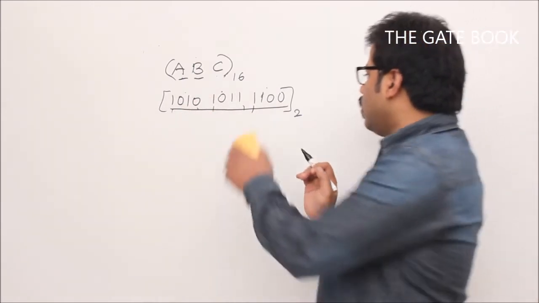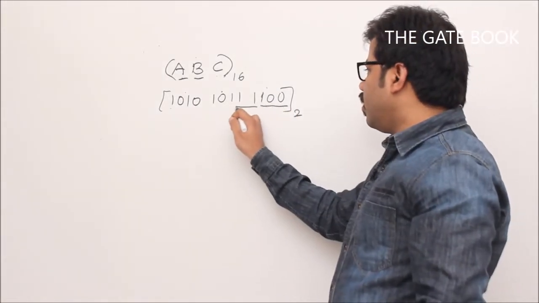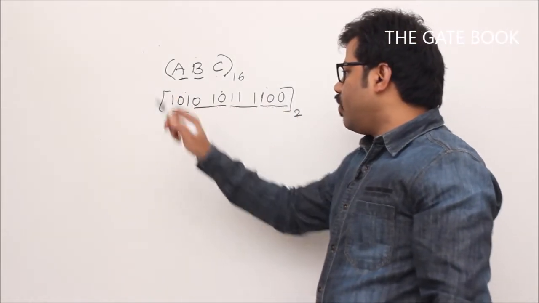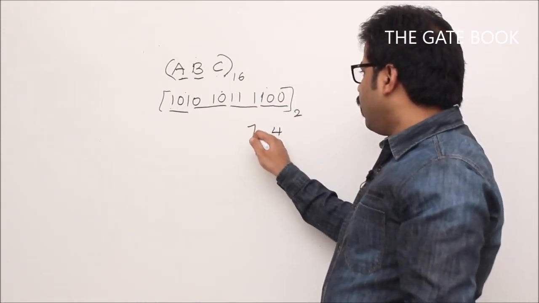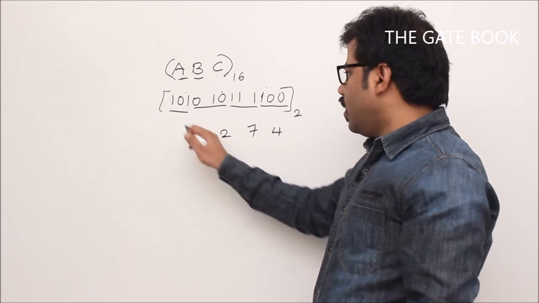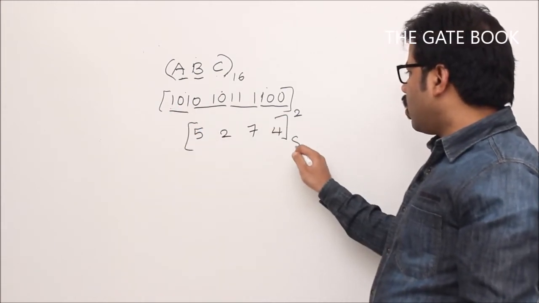Then group into 3s, 3, 3, so that you can get octal, right? This is the way we can convert to octal. So 101, 010, 111, 100. Now these are all octal digits: 5, 2, 7, 4. So 5274 is octal.